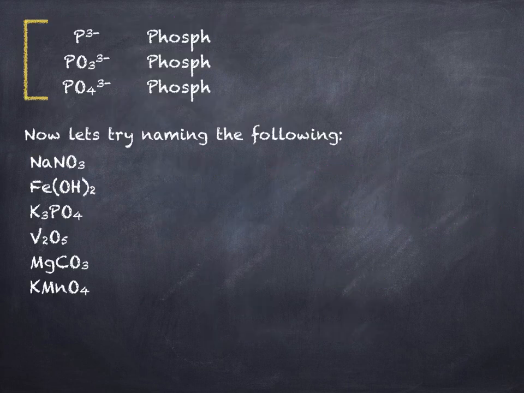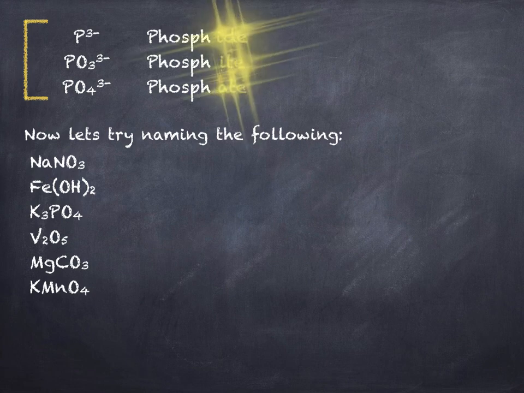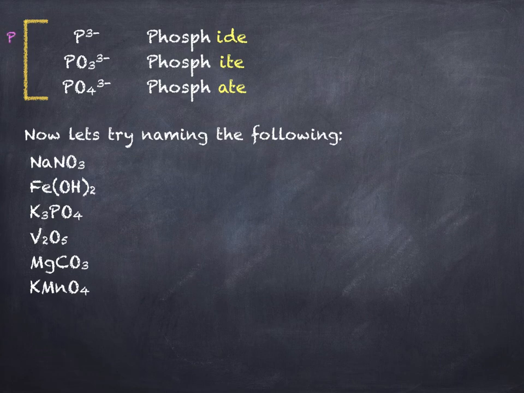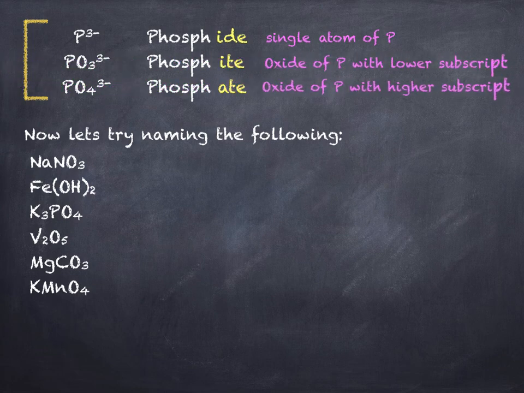Another example is the case for phosphorus. Phosphorus alone would end up being phosphide, PO3 with 3 minus, meaning less number of oxygens, would be phosphite, and then PO4 with a charge of 3 minus, having more oxygens, would become phosphate. Here we can have some examples, try some namings and see how we do.